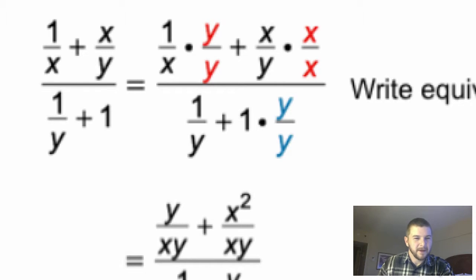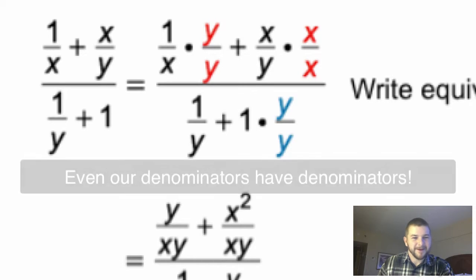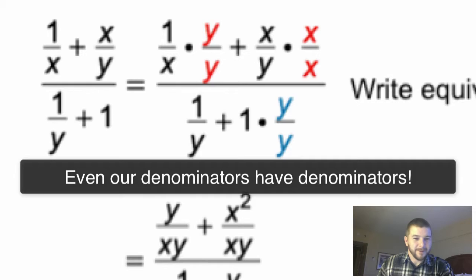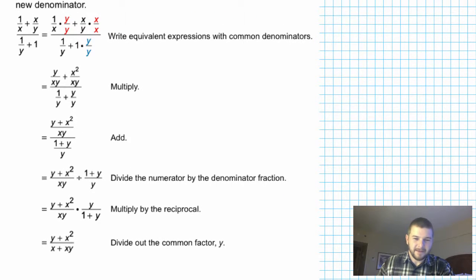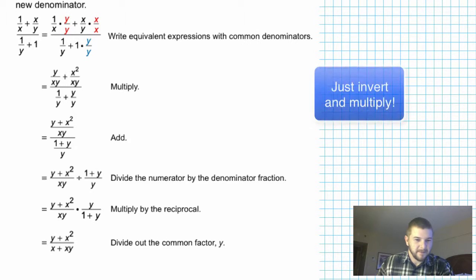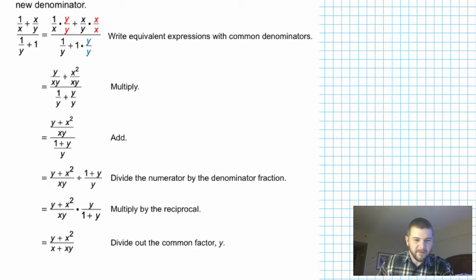Note the denominator. We have a denominator of y, and in order to get a common denominator, we would have to multiply 1 by y over y. Performing that multiplication, then adding, dividing the numerator by the denominator of the fraction, because that's now possible, multiply by the reciprocal, because that's equivalent to dividing, right? Division of fractions. Just invert and multiply. And finally, divide out the common factor to arrive at the same simplified version as we saw in method 1.